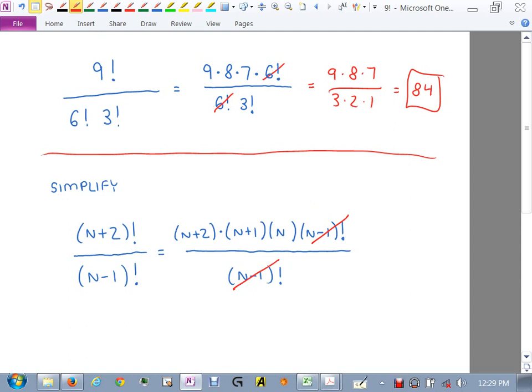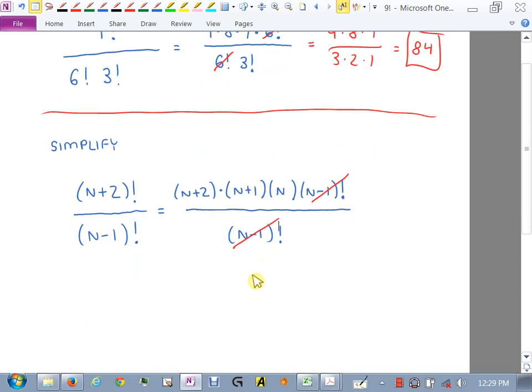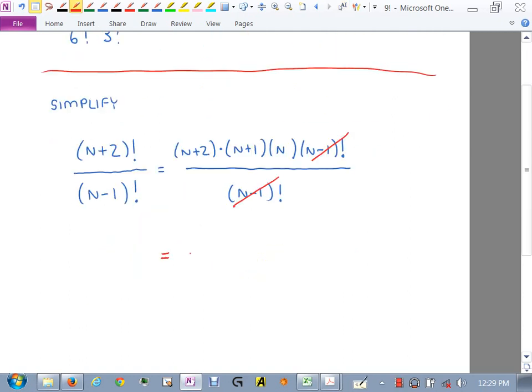you're left with n plus 2 times n plus 1 times n, which you could FOIL it all out, and that would just be a polynomial in n. You'd FOIL that out. Just multiply it, or you could just leave it. But if you expand it out, n cubed plus 3n squared plus 2n, that's what you would get if you multiply it out. No, that's not extra credit worthy.